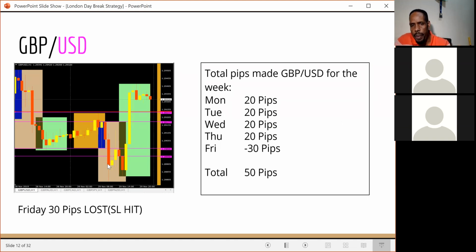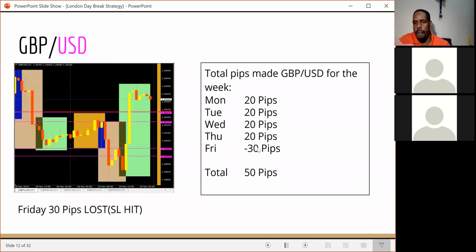So if you are trailing your stop, if you had put your stop loss at break even, you probably would have gotten out at no cost. But if you had not put your stop loss at break even, your stop loss would have been activated at this point here, and so on Friday we lost 30 pips. Actually, when you count from here up to here, that is 30 pips.